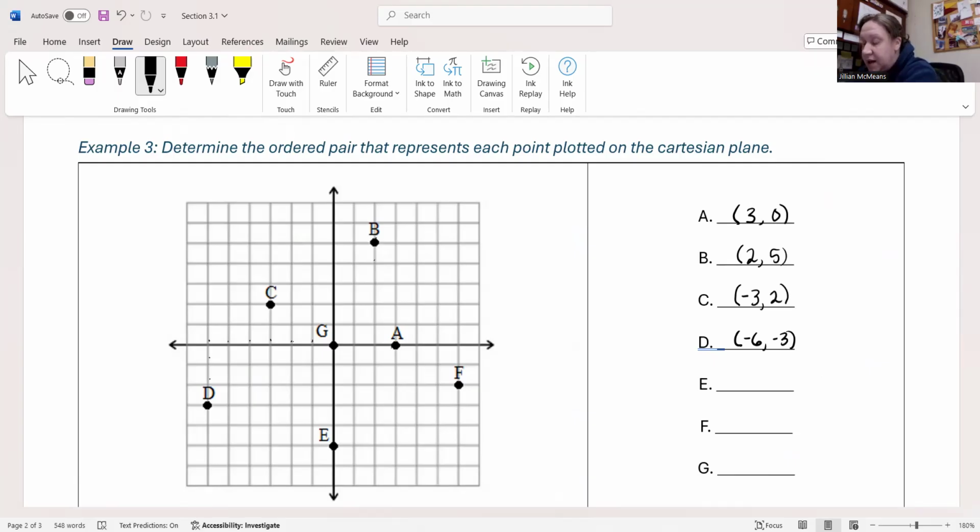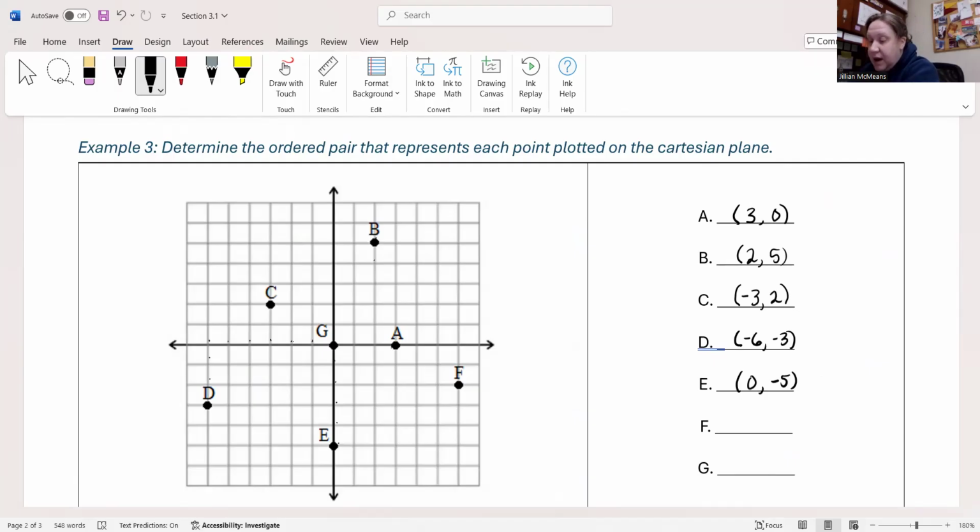All right, part E, notice E is here along the y-axis. So at the origin, I wouldn't need to go left or right at all, but I would have to go down 1, 2, 3, 4, and 5. So my x-coordinate would be 0 since I didn't go left or right. The y-coordinate would be -5.